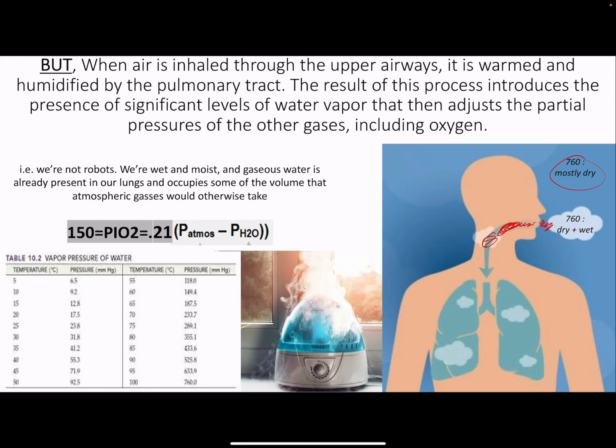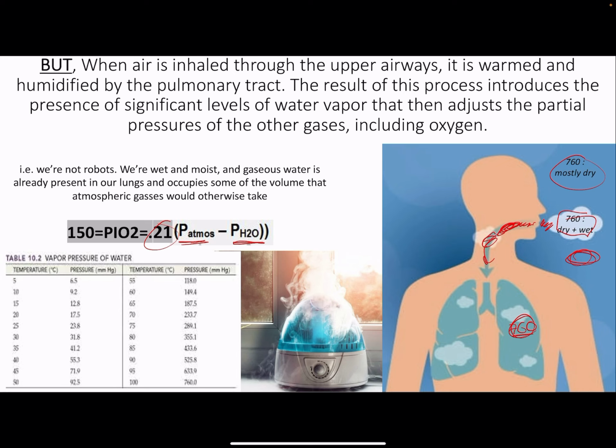So if it's 760 out here, at functional residual capacity it's also going to be 760 there. But again, there's a lot of water vapor on the inside and there's not as much on the outside. So the 760 that you inhale that comes into your respiratory tract is going to be 760 dry plus wet, which means there's less, so that 160 value of oxygen has to come down. So specifically, to get the dry oxygen value, it's 0.21 times, not 760, but 760 minus the water vapor pressure.